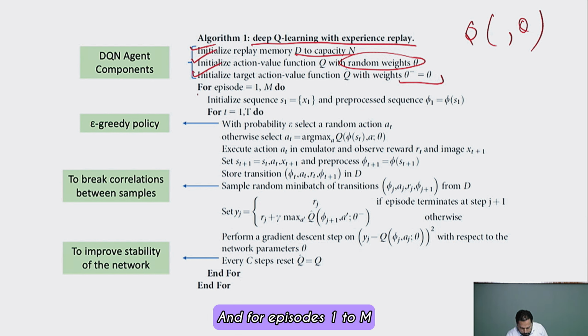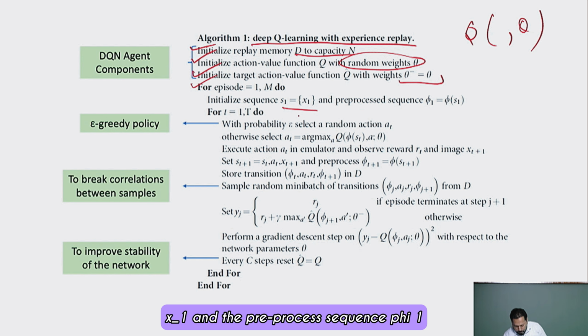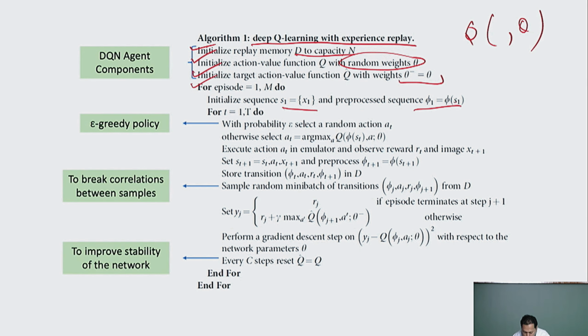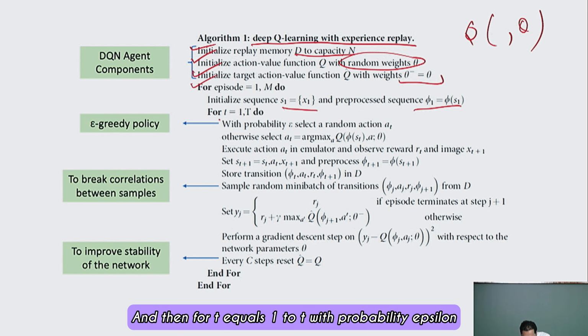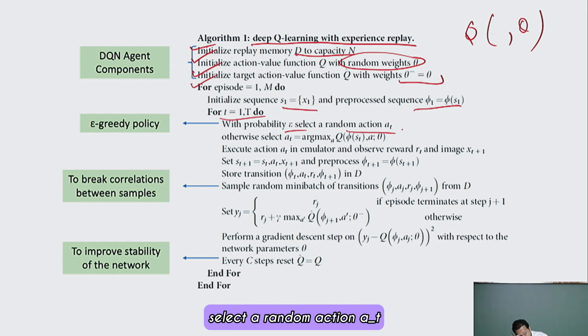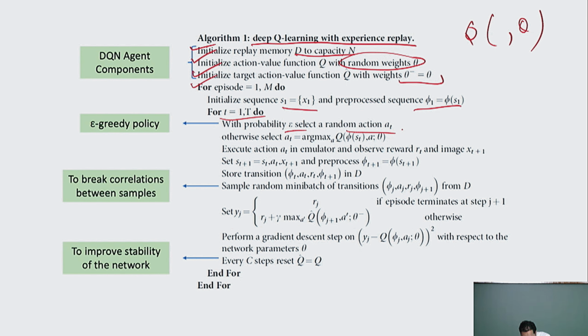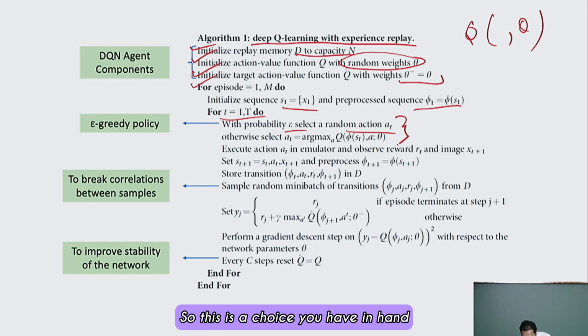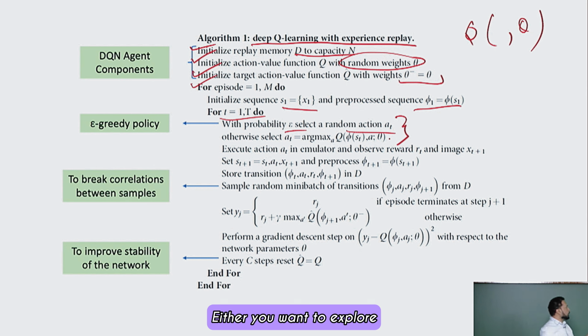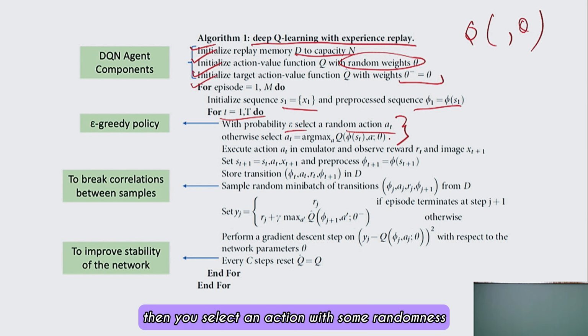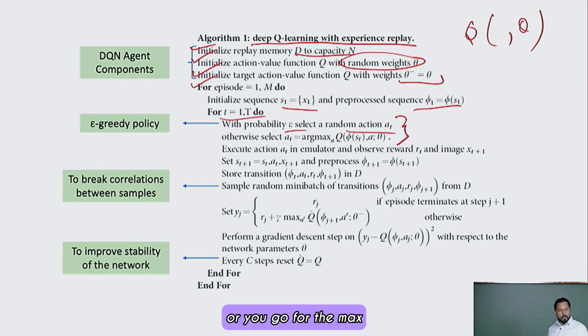And for episodes 1 to M, initialize the sequence s1 = {x1} and the pre-processed sequence phi1 = phi(s1), and then for t = 1 to T, with probability epsilon, select a random action a_t. So this is where you are selecting the action randomly. Otherwise, this is a choice you have in hand. Either you want to explore, then you select an action with some randomness, or you go for the max. So when you go for the max, you are exploiting.